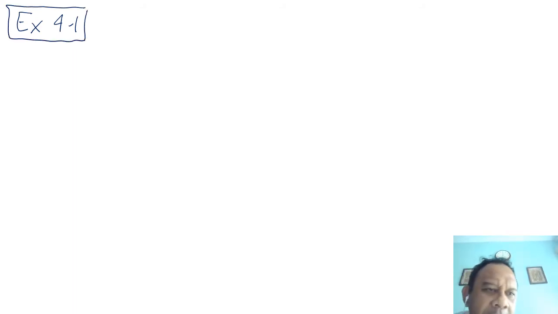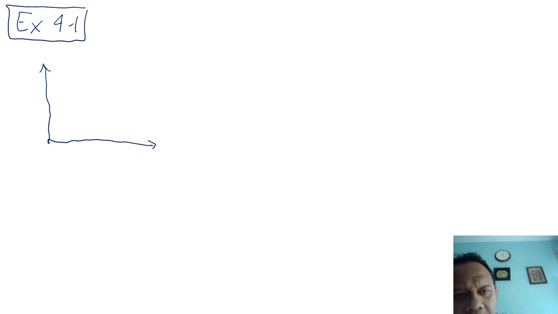Let's say we have a system of motion, y against x, and there is a slope here. So there is a slope here that is given by y equals x squared over 20.